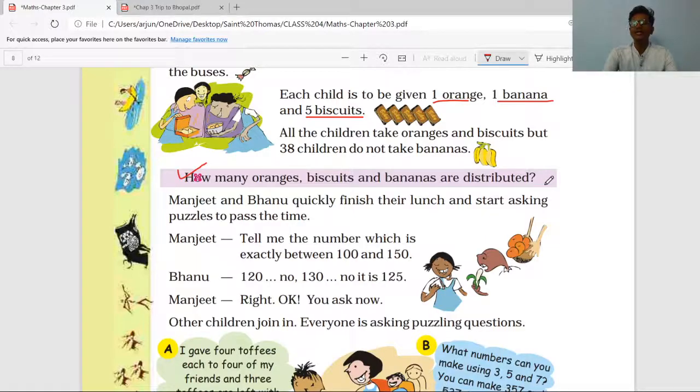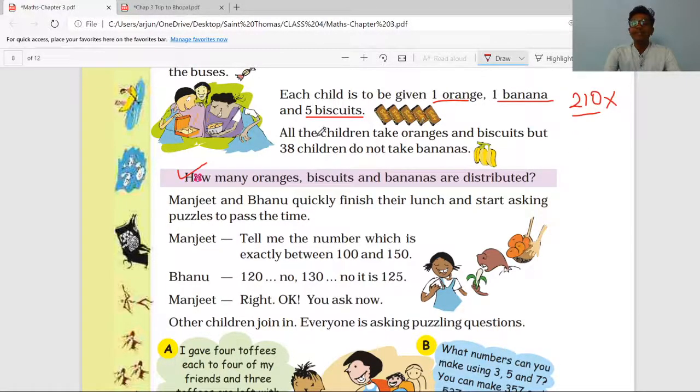For this answer we have to recall how many total children are going on the visit. In the first lecture of this chapter we calculated the number of children, and they were 210, right? If we distribute one orange to 210 students, how many oranges will be distributed? We multiply 210 into 1 and the answer will be 210.